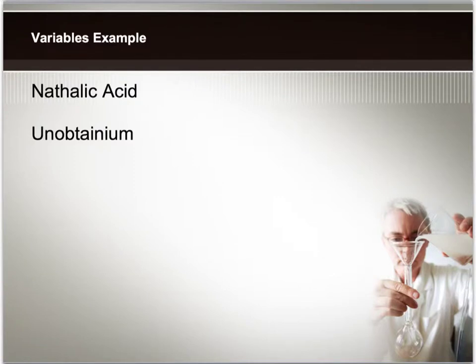Let's take, for instance, two completely fictitious substances. One of them is naphthalic acid, which was invented in Nathalia today, and we add that to unobtainium, which is the substance that's being mined in the film Avatar. Now, with any acid metal reaction, the product is always going to be hydrogen gas and a salt. In this case the salt would be unobtainium naphthalate, which is just as awkward and fictitious as either of those two original reactants.